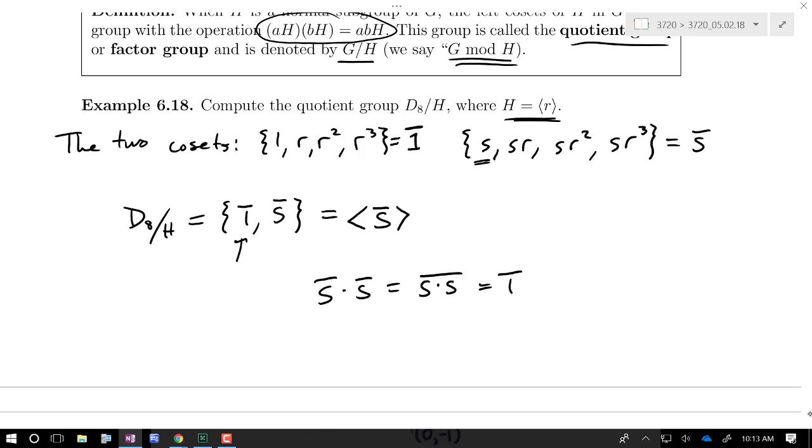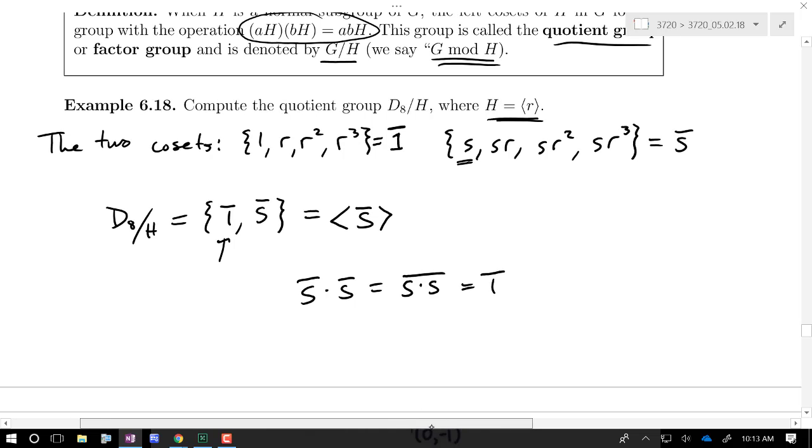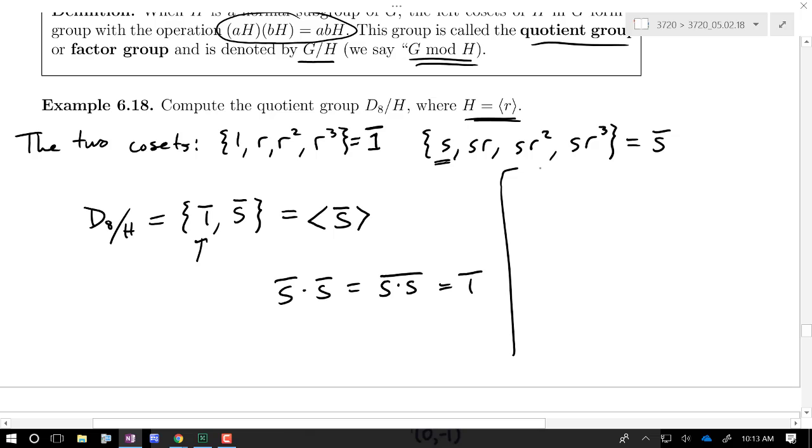This is not the first time that we've encountered this notion. We didn't use the language of groups and subgroups and cosets and normal subgroups before, but we have seen this happen when we were working with equivalence classes and later on doing some number theory. So here's a quick additional example. It won't take much space.